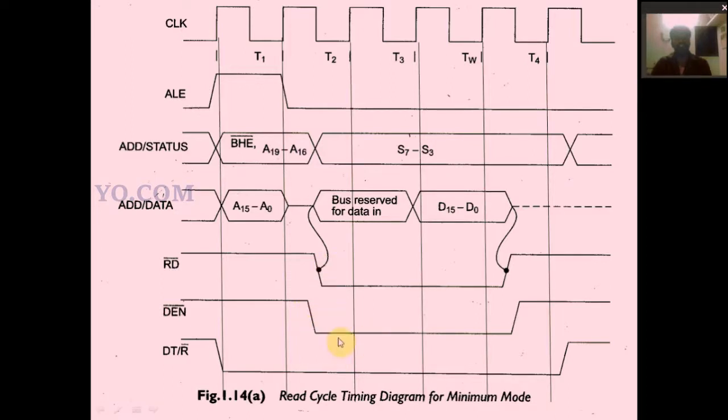Okay, so these two things are enabled. Then after enabling the read control signal, the bus is reserved for data in. The data bus is ready to get data because we are using D0 to D15, because the 8086 microprocessor is a 16-bit microprocessor, so we need only a 16-bit bus. So the bus is reserved for data in, the data read operation here.